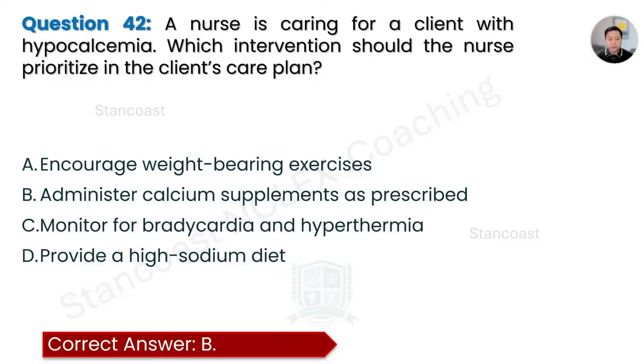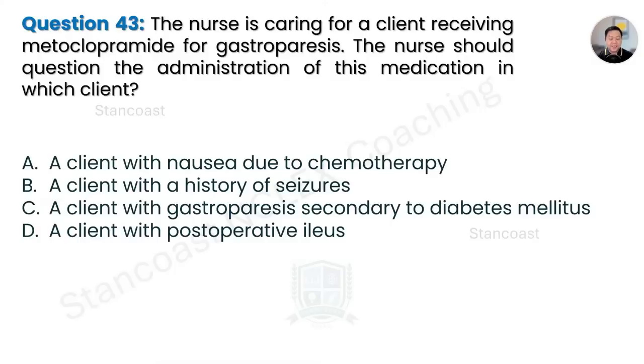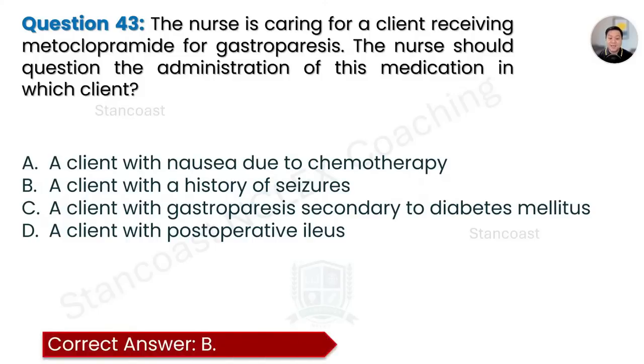Let's have number 43. The nurse is caring for a client receiving metoclopramide for gastroparesis. The nurse should question the administration of this medication in which client? A, a client with nausea due to chemotherapy. B, a client with a history of seizures. C, a client with gastroparesis secondary to diabetes mellitus. And D, a client with post-op ileus. The answer is letter B, because metoclopramide lowers the seizure threshold, and this can increase the risk of seizure activity.